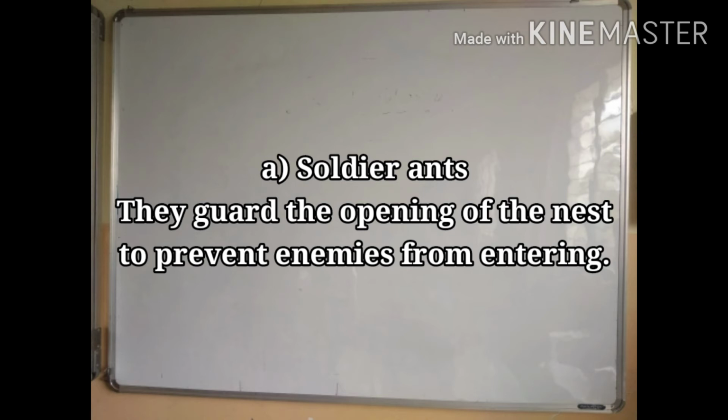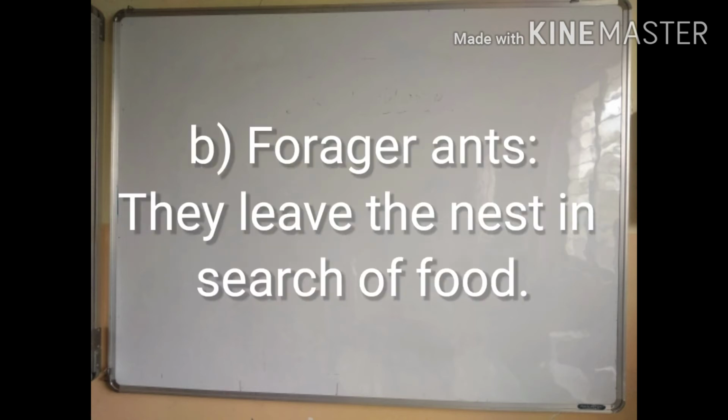Like our soldiers, what are they doing? They are preventing enemies from entering our country. They are on the border. Like this, these soldier ants are also on the border to prevent the enemies from going inside. Understood?